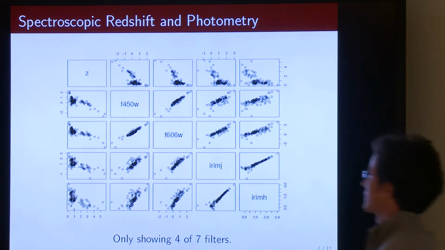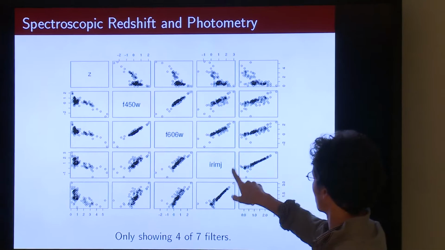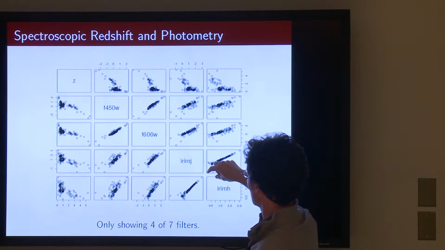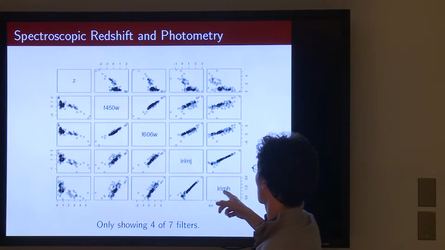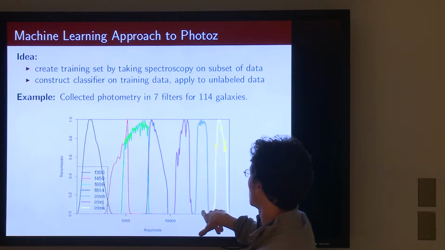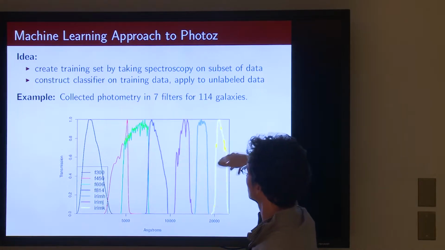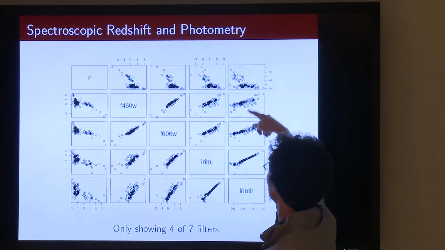And you can see there's at least some relationship between the photometry and the redshift. You can also see that there's more between adjacent cells here. The magnitudes are more correlated. That's because these filters are closer to each other. So, for example, IRI-MH and IRI-MJ, those are both out here. So the spectra is somewhat constant across that area, whereas there's more scatter between filters that are further apart.